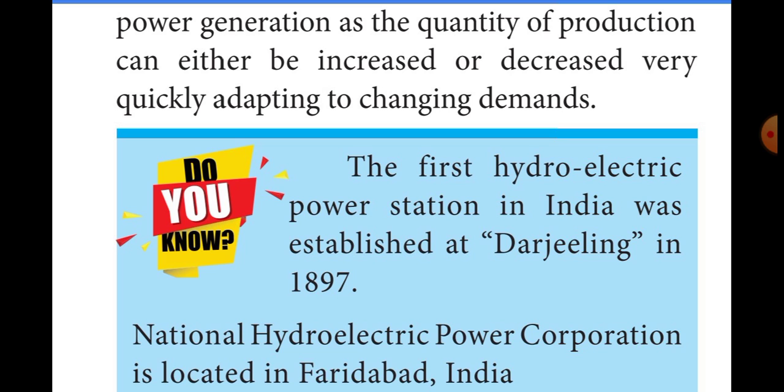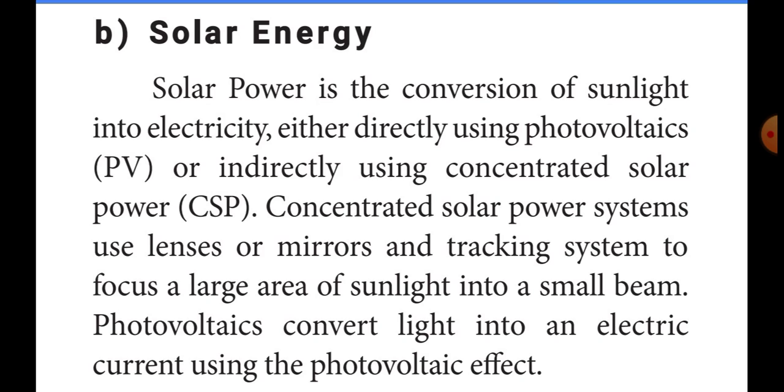Then the second important renewable energy resource is solar energy. Solar power is the conversion of sunlight into electricity. Solar energy is produced from sunlight, directly using photovoltaics or indirectly using concentrated solar power. That means sometimes they produce solar energy directly through photovoltaics from sunlight, or indirectly they use concentrated solar power to produce solar energy.